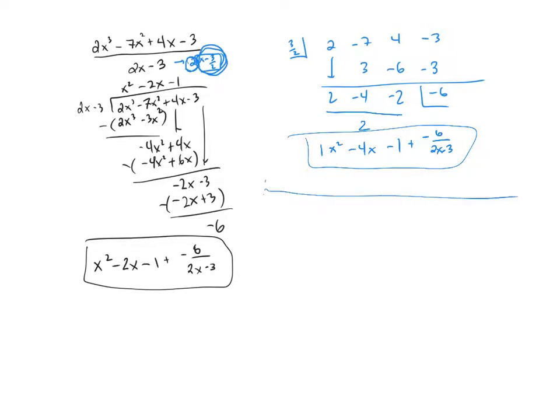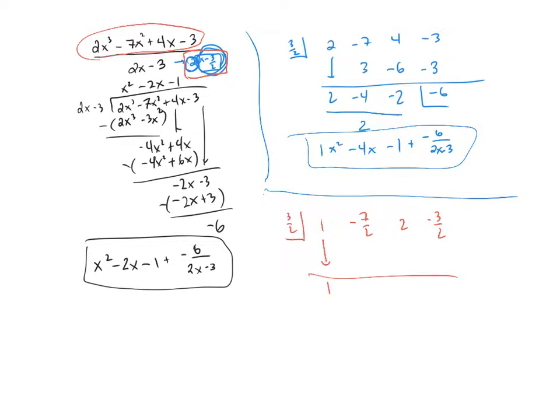Now, let me show you the other way you can do this. Same idea, we're starting with 2 pulled out, so the leading coefficient pulled out of the divisor. But this time, instead of doing the division at the end, I'm going to divide my dividend by 2 first. So that would make my coefficients 1, -7/2, 2, and -3/2. Now, in my box still goes 3/2.